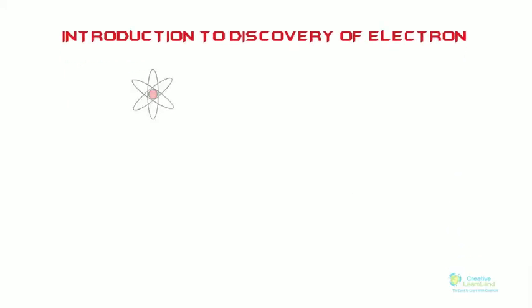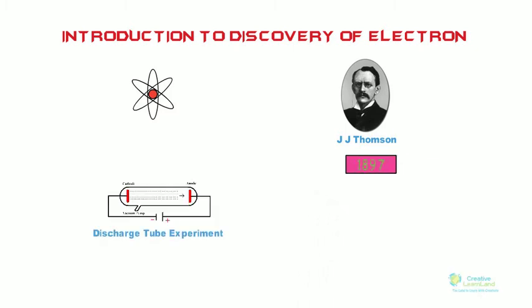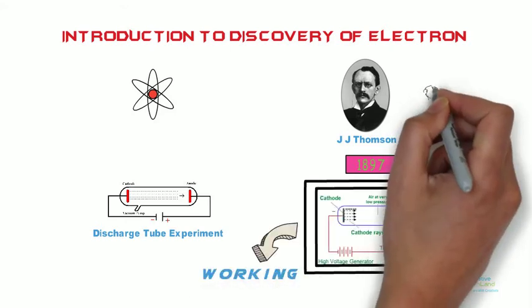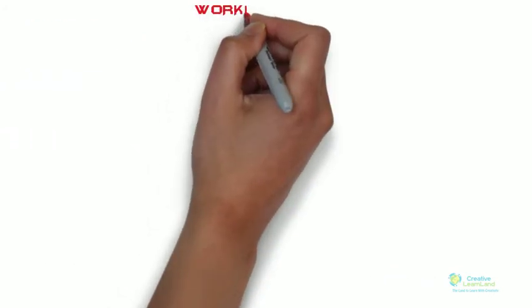Electron was discovered firstly by J J Thomson in 1897. Discharge Tube Experiment was carried out to discover electron. Its working is as follows. Didn't understand? Let's dive into it first. Let's first talk about its working process.